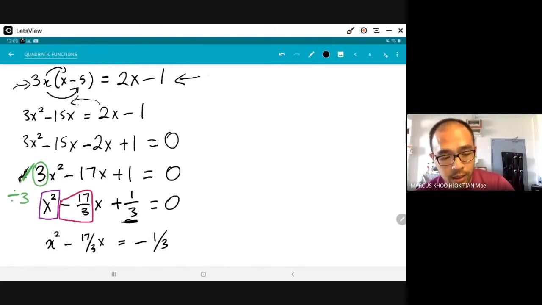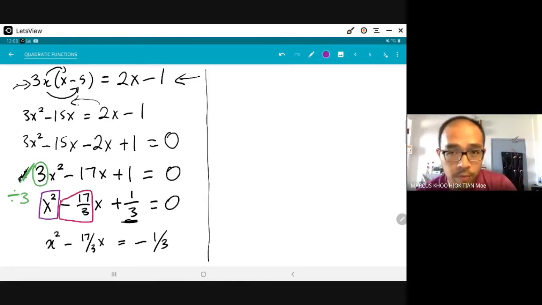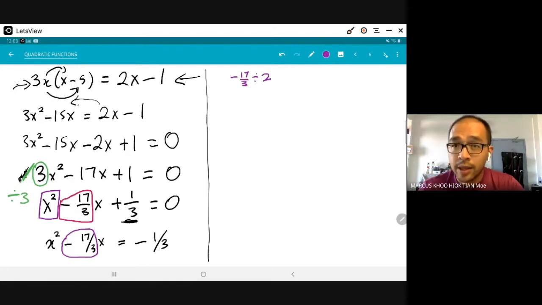Okay, ini langkah pertama. Okay, lepas itu kita tengok nombor yang bersangkut paut dengan x, the number that is attached to x is negative 17 over 3. Okay, so kita buat di tepi dulu. What is negative 17 over 3? Lepas itu kita bahagi dengan 2. Okay, kalau kamu tekan pada calculator, you will get negative 17 over 6. Okay, ini yang saya mau.